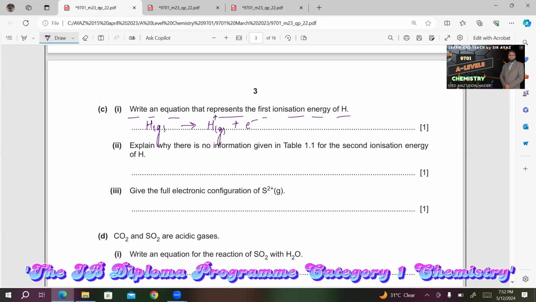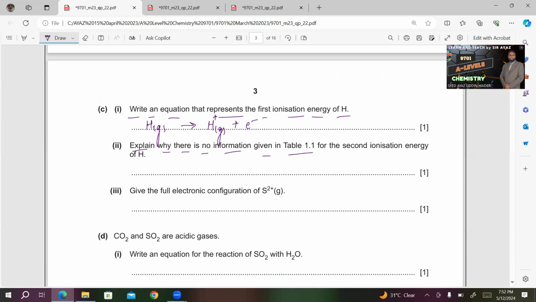Number 2, explain why there is no information given in table 1.1 for the second ionization energy of H. Definitely hydrogen has only 1 electron, so you can write H positive has no electron.